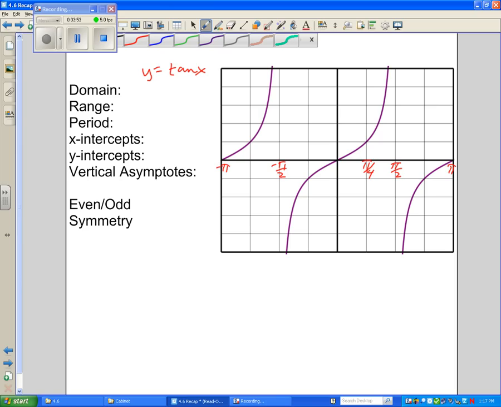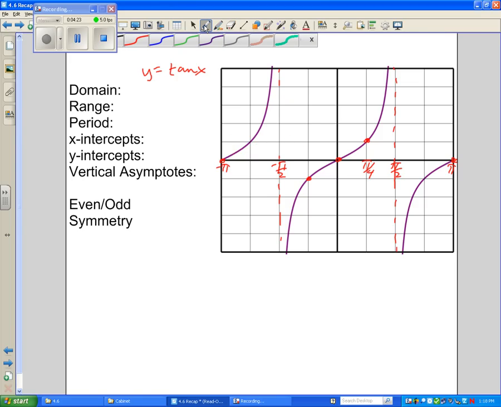Now the asymptotes occur for tangent at -pi over 2 and pi over 2. Intercepts at 0, -pi, and pi. And the quarter marks, which we use for graphing, are -pi over 4, -1, pi over 4, and +1. And we just draw a smooth curve between them. Now the domain in this case is all real numbers except the asymptotes, because remember a function plot can't cross its asymptote if it's vertical. It can cross a horizontal asymptote, but not a vertical asymptote.